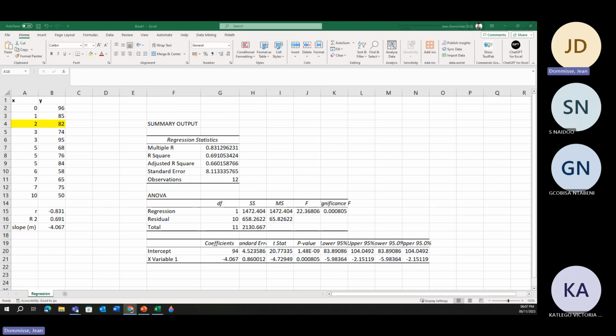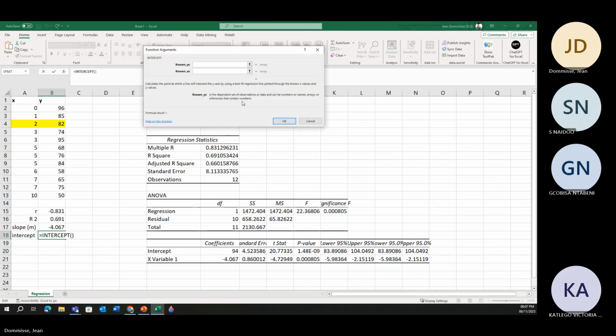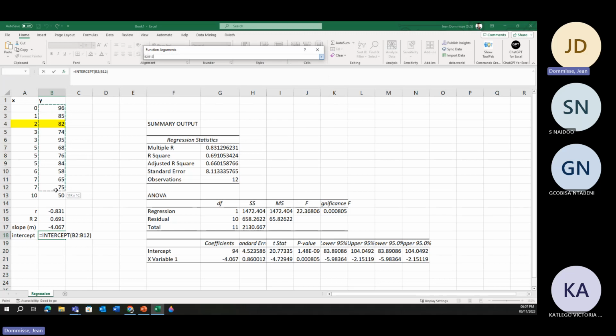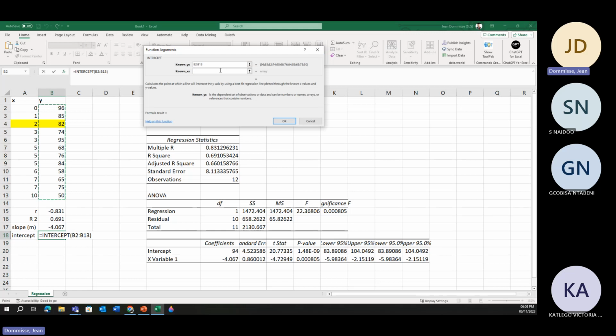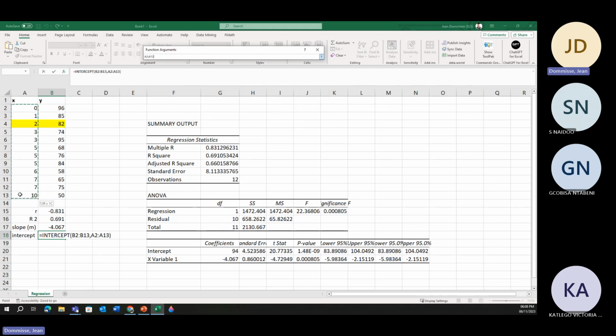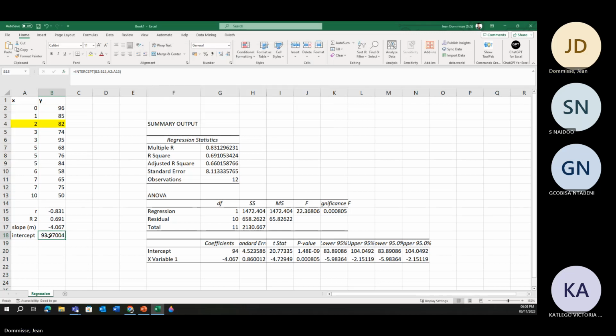What did you guys do in your... Okay, so let's just check. It is also intercept. So let's... intercept. Intercept for x's. So again, y's first, x's second. Cool.